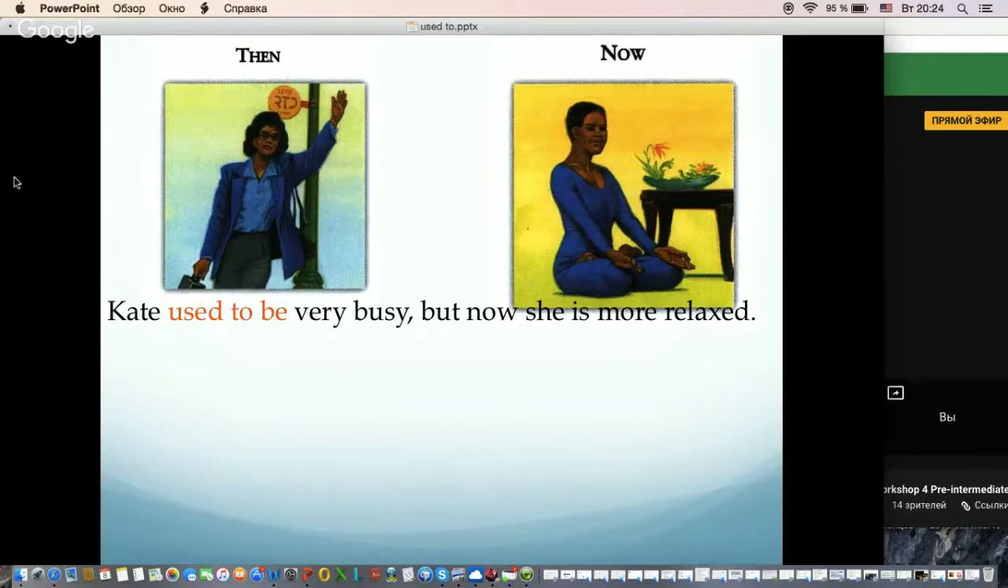Kate, okay, her name is Kate. Let's call her Kate. Kate used to be very busy, but now she is more relaxed.